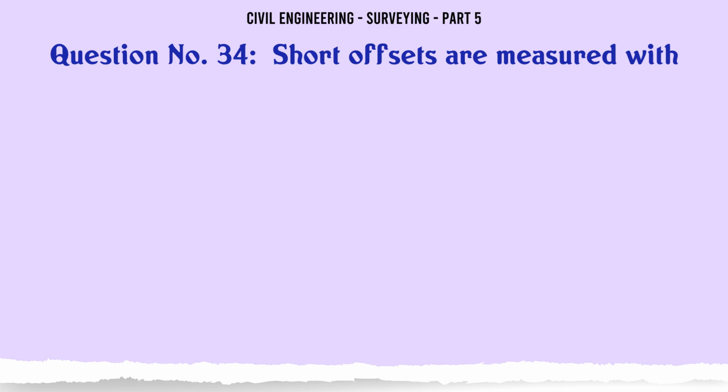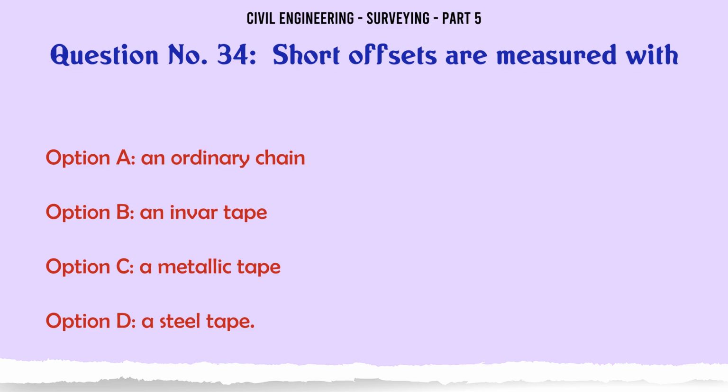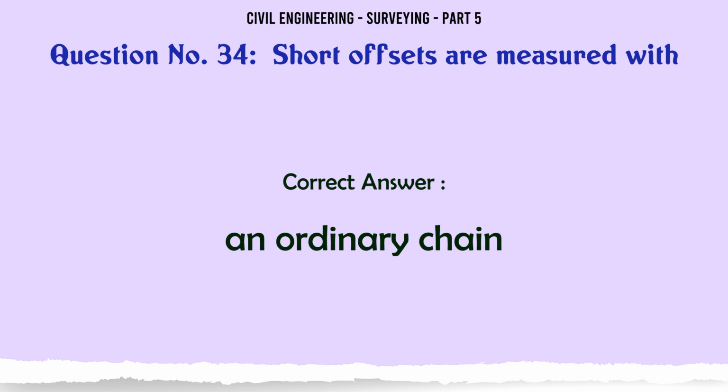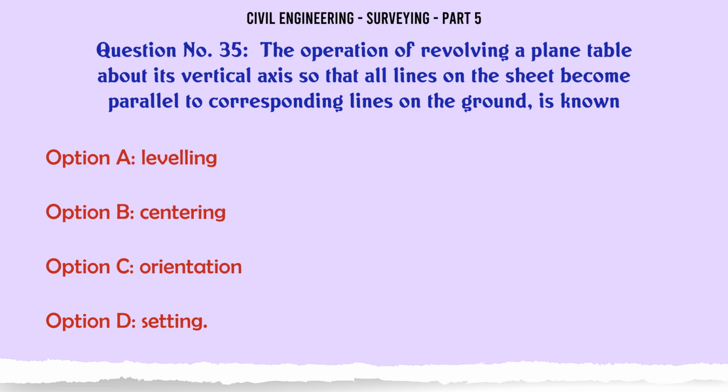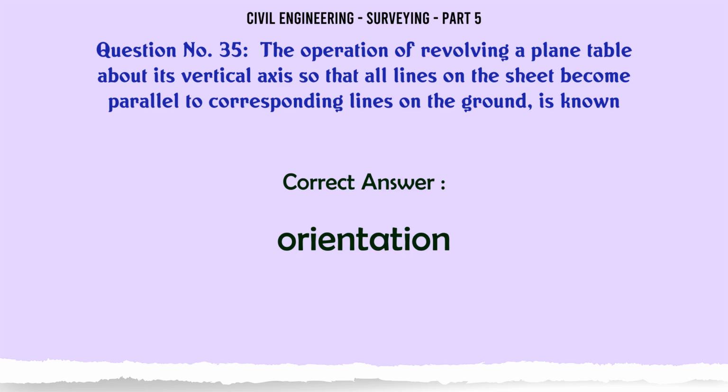Short offsets are measured with A, an ordinary chain, B, an invar tape, C, a metallic tape, D, a steel tape. The correct answer is an ordinary chain. The operation of revolving a plane table about its vertical axis so that all lines on the sheet become parallel to corresponding lines on the ground is known as A, leveling, B, centering, C, orientation, D, setting. The correct answer is orientation.